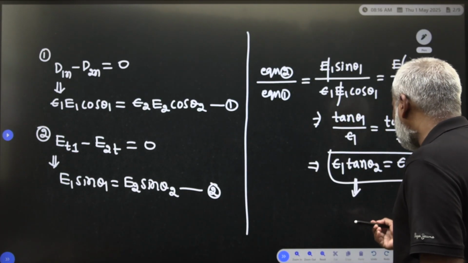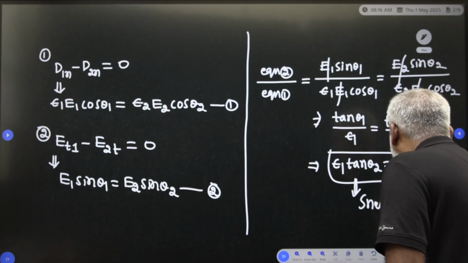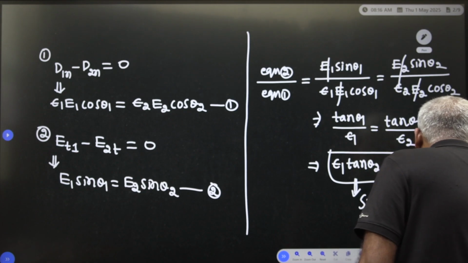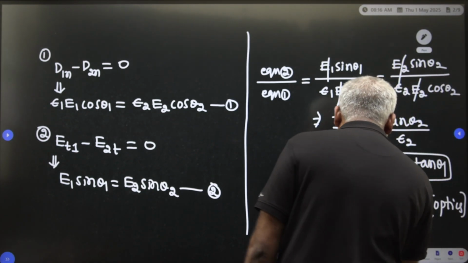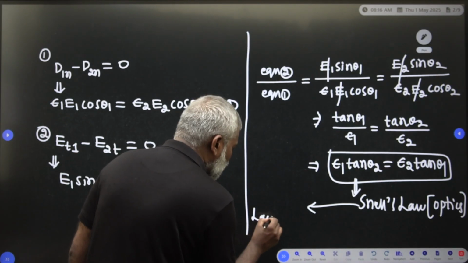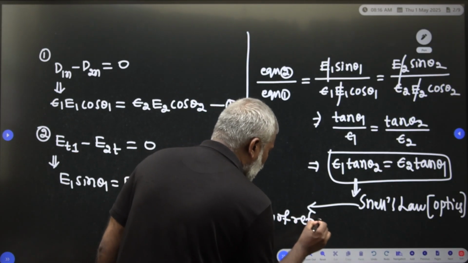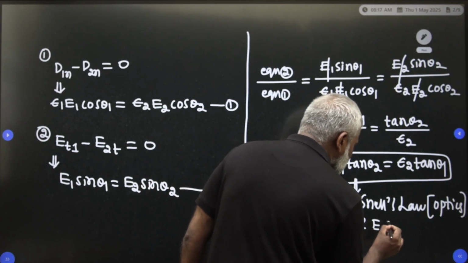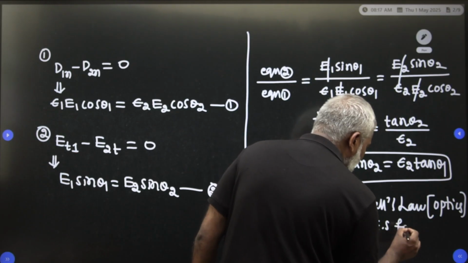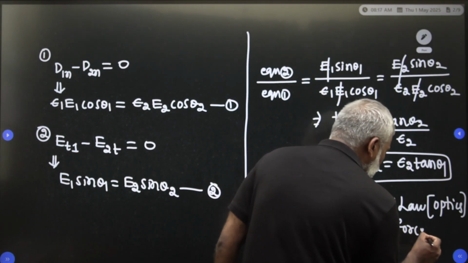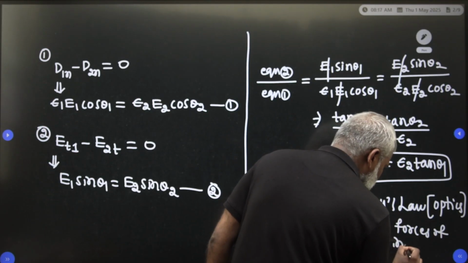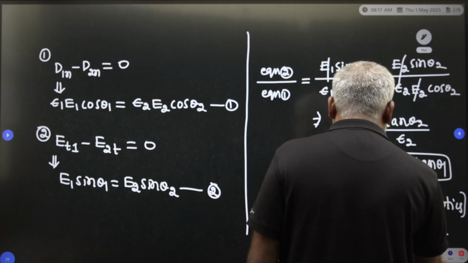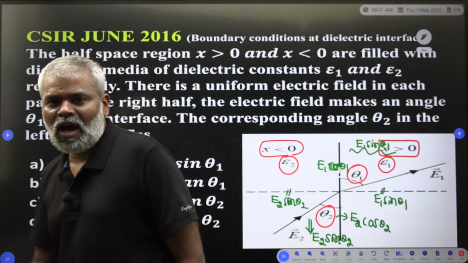This condition is also called similar to Snell's law in optics. So this Snell's law we also call it the law of refraction of electrostatic force lines. So this is the very important one. The electrostatic force lines satisfy the law of refraction.